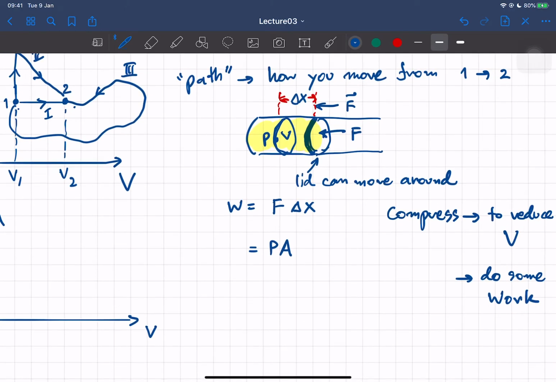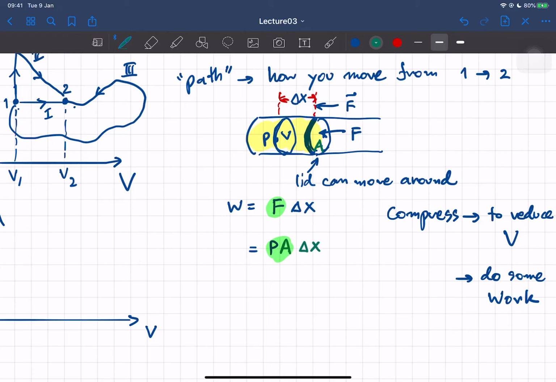So let's say the lid has the area A. Okay, like this. It's circular, so it's like pi r squared, something like that. But it's not so important what the exact shape of it is. It's just the area A, right? So that's the force here. So force is just P times A, and then times delta x.